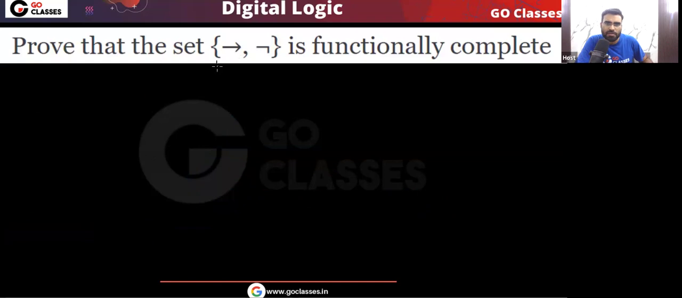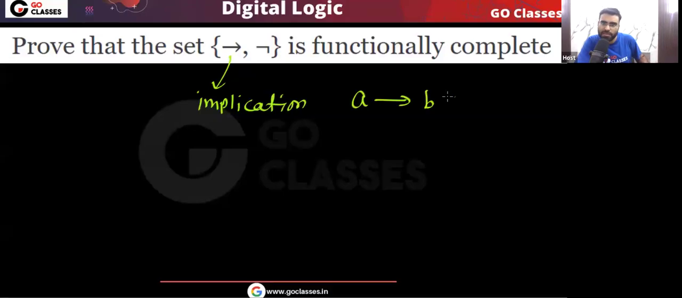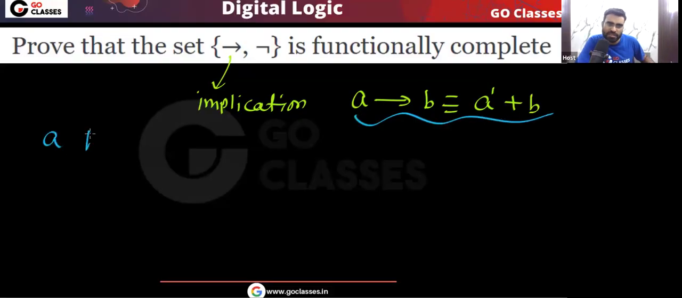Let's see this question. Prove that this set, implication comma negation, is functionally complete. First of all, let me tell you that this operation is implication, and it is like this: A implies B. Actually, this is the same as A negation or B. In propositional logic, in discrete mathematics, we study implication.